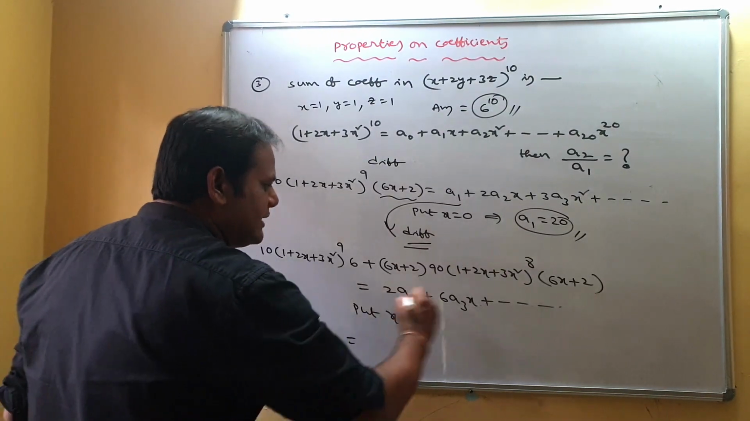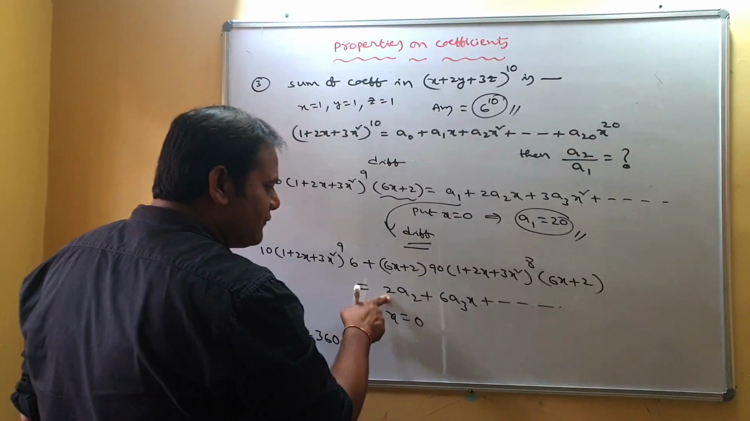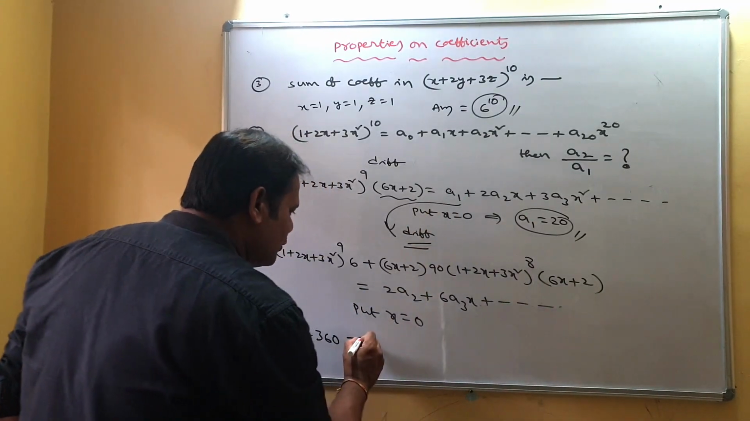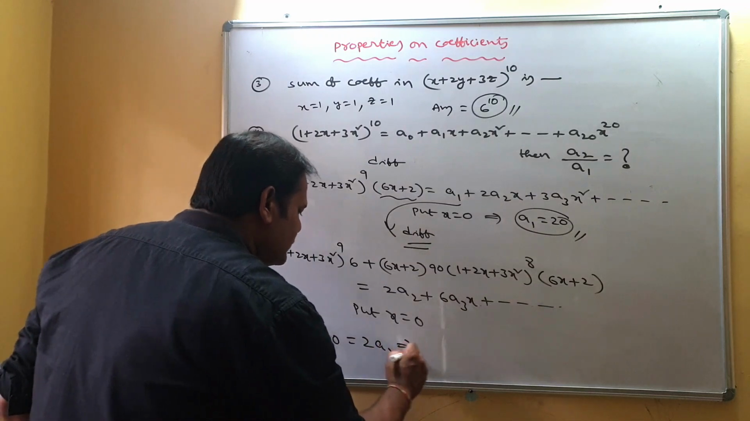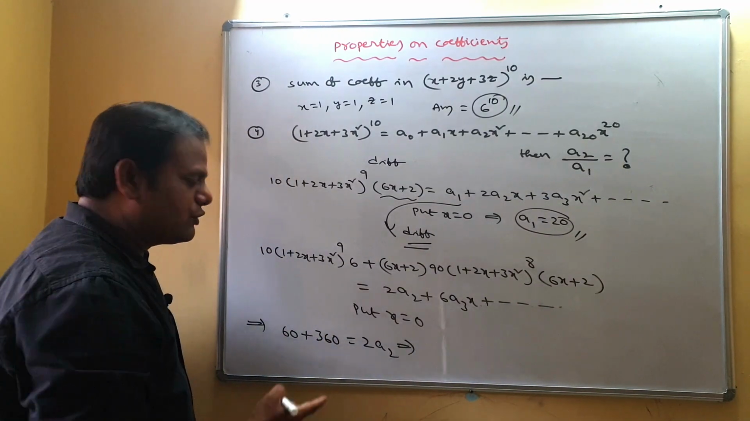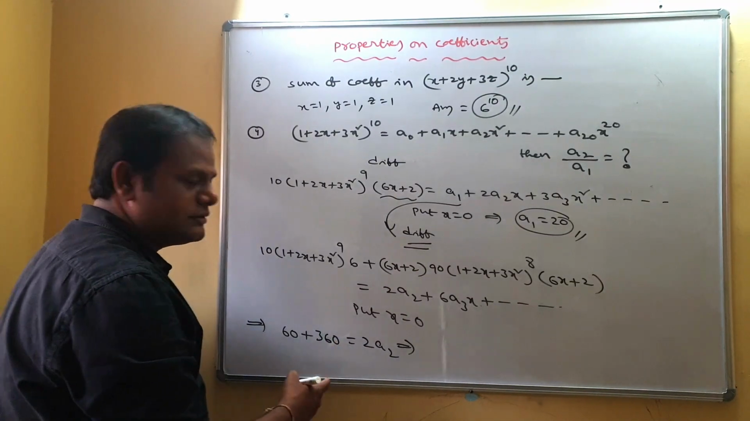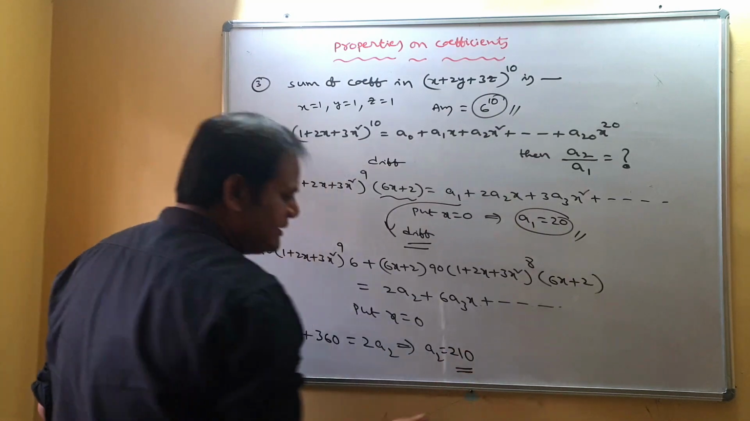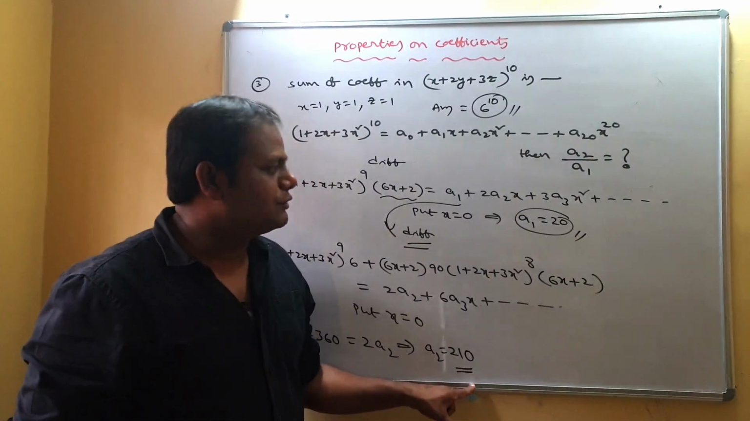Is equal to, on the right hand side you put x equal to 0. So after 2A2, in every term x is there. So if you take x as 0, we are left with 2A2. So here it is 360 plus 60, it is 420 equal to 2A2, right? So what is A2? It is 210. Is it right? So we got A2 is 210.